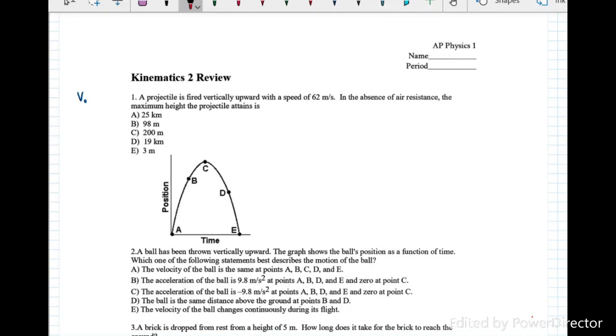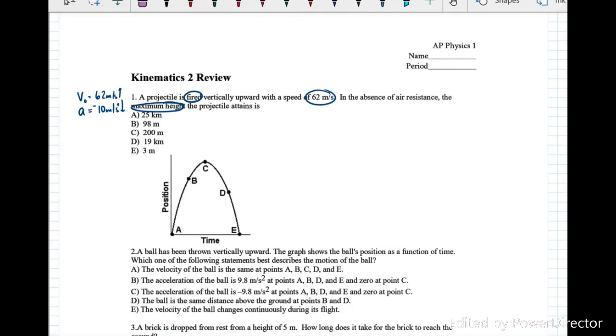So let's go through this first one. Looking at it, a projectile is fired vertically upward with a speed of 62 meters per second. 62 meters per second upwards is going to be my initial velocity. Because it's fired, that means it's a projectile. The only acceleration that it has is 10 meters per second squared down. Because 62 is up and 10 meters per second squared is down, the negative sign there.